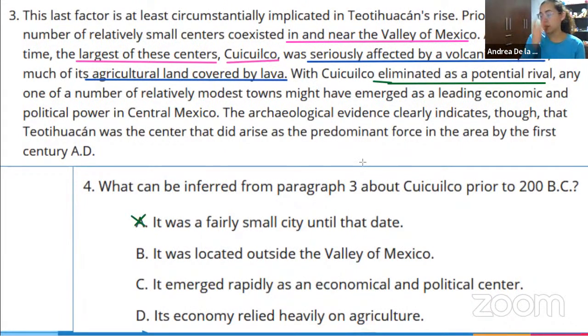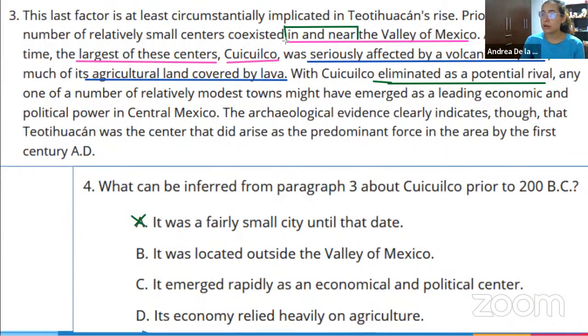Option B says it was located outside the Valley of Mexico. And that brings me back to the first thing that we know about Quiquilco, which was that it was located probably in or maybe near the Valley of Mexico, right? That's the first thing that we know. It was in or near the Valley of Mexico.